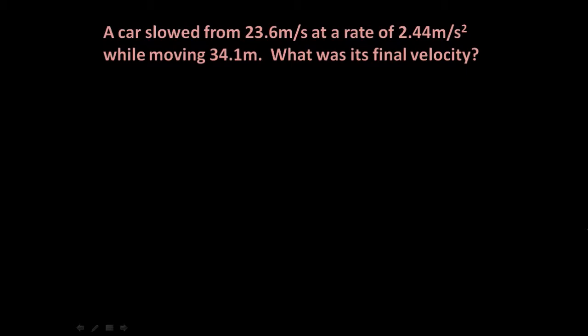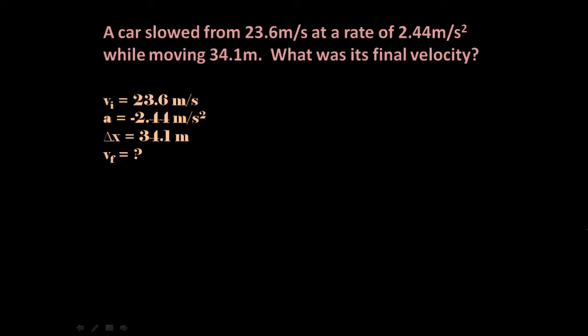Okay, you're back. First step, of course, is to list those variables. Let's see what we got. Well, the initial velocity is 23.6 meters per second. The acceleration is negative 2.44 meters per second squared. Yeah, it's slowing. If we assume that the forward direction is positive, the only way for it to slow is if the acceleration is negative. Remember, a vehicle or a person or anything that's moving slows when its velocity and its acceleration are in opposite directions. The displacement is 34.1 meters, and the question asks, what is the final velocity?